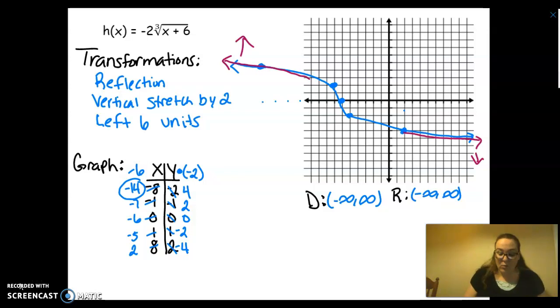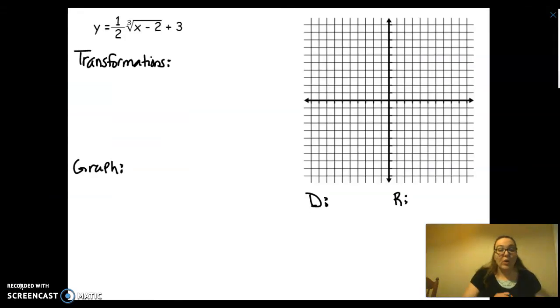Okay. Hey, I have one more example. I want you to write it down, pause it, and I want you to do this on your own. And this is the last example for the day.